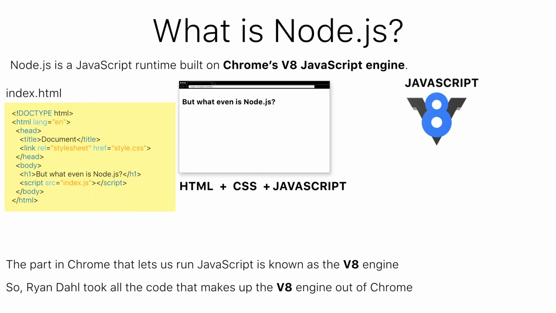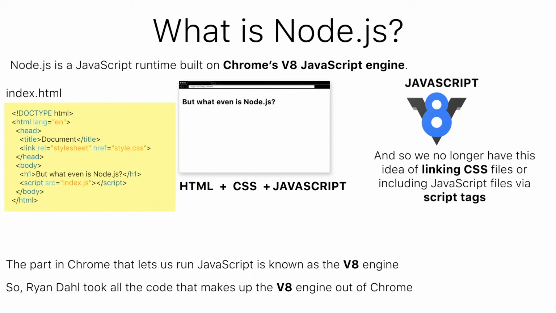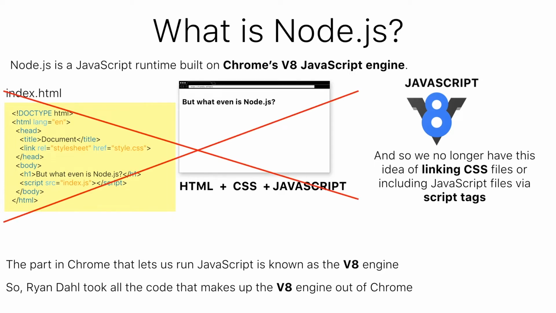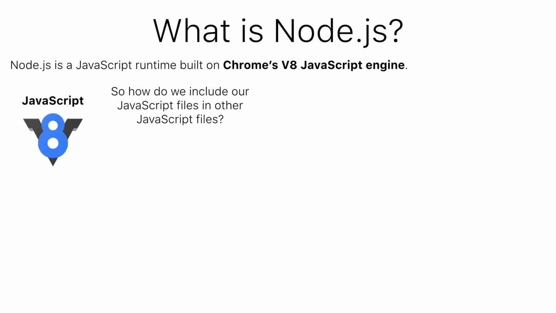And by ripping out the V8 engine, it has now become a standalone unit. And because of this, we no longer have this idea of linking CSS files or including JavaScript files via the script tag. And so what we have to do now is start shifting our thinking away from how we are used to running JavaScript inside of the browser. And so by ripping the V8 engine out of Chrome and making it essentially a standalone unit, the question now becomes, how do we include our JavaScript files in other JavaScript files?